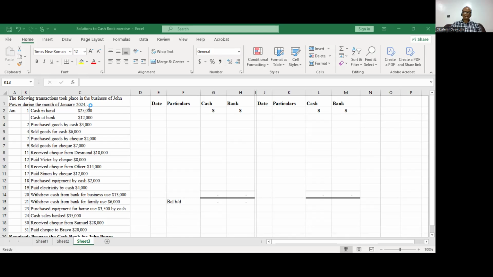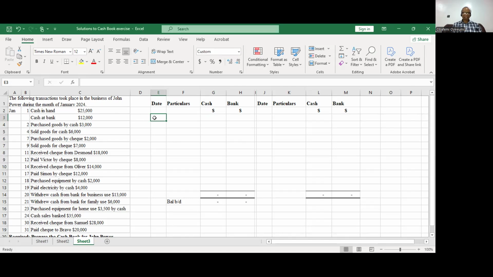So let's go ahead as we look at this even right now. So we have cash in hand, okay, of 25,000, cash at bank of $12,000. Okay, so you have these figures given, and then you have purchases, you have sales. So let's look at how we're going to be recording this. Okay, so first you have the date.